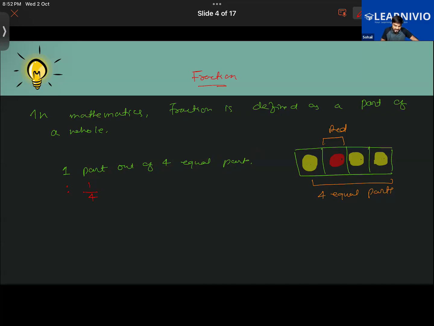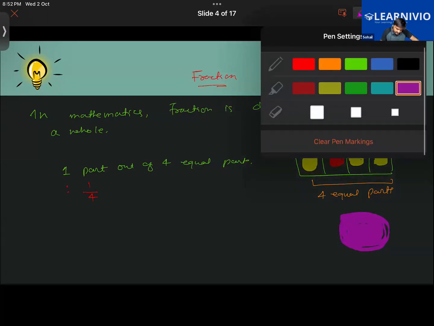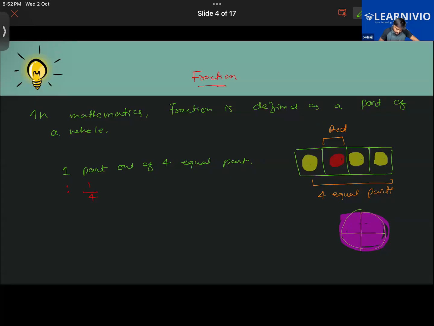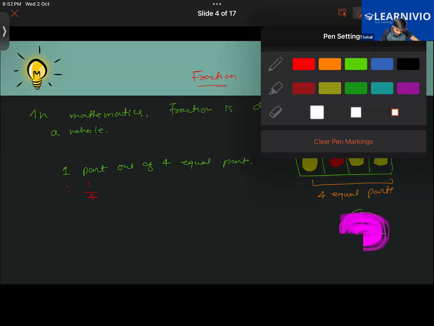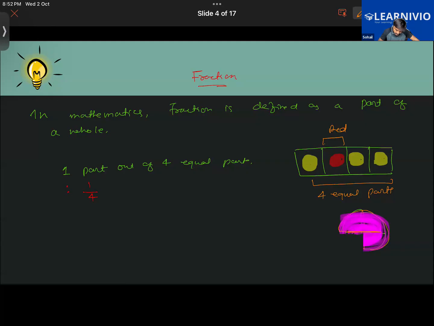Getting it now? Take for example, there's a pie cake. For example, there's a cake like this, and let's say we divide it into four equal parts like this, and one part has been taken by someone. I hope you can look at the diagram here. So say one part out of the four parts of the cake has been eaten by someone. How can we represent this? We can again represent it by one upon four. So we say that one upon four of the cake has been eaten.